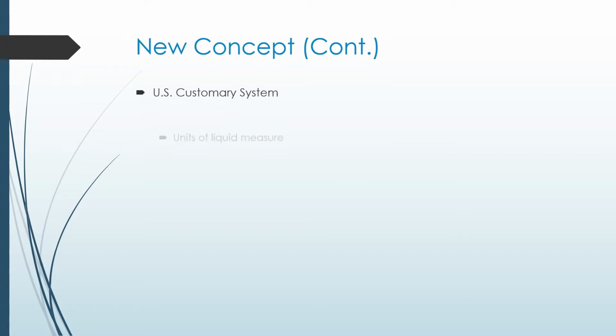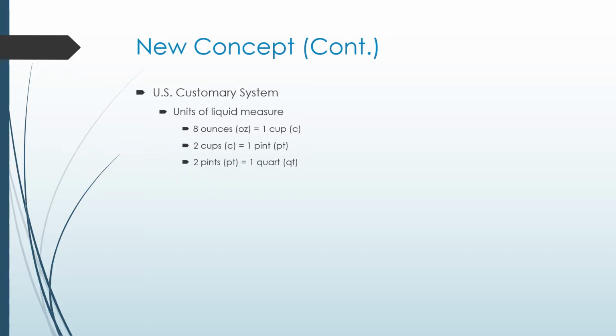And we also have units of liquid measure. In liquid measure, don't confuse this with the ounces and pounds, because remember there's 16 ounces in a pound, that's a unit of weight. Units of liquid measure: 8 ounces are in a cup. That's a liquid ounce, fluid ounce sometimes it's called. There are 2 cups in a pint, 2 pints in a quart, and 4 quarts in a gallon.